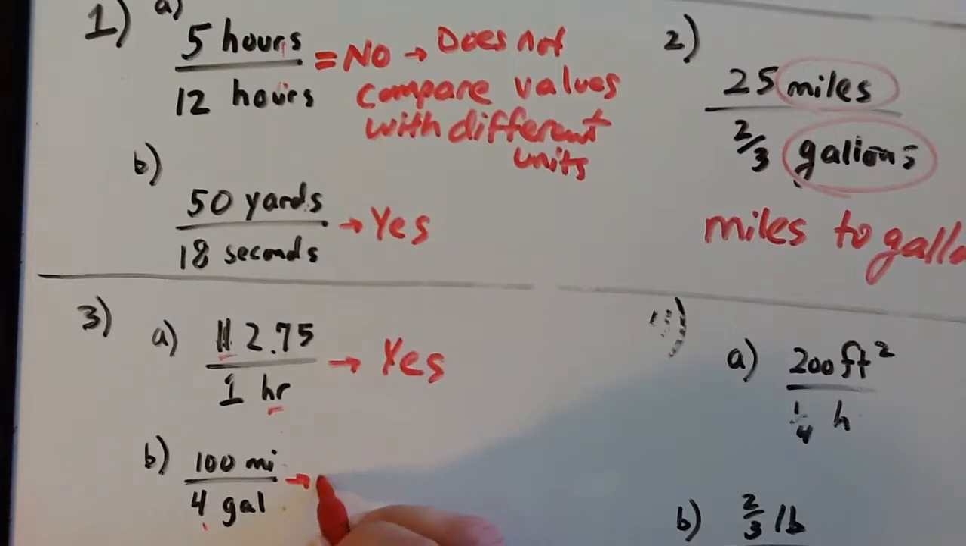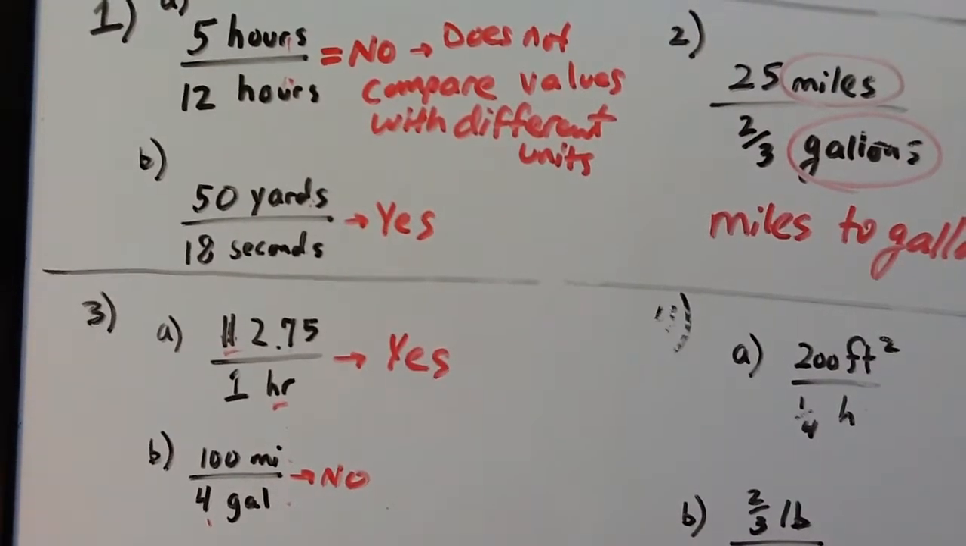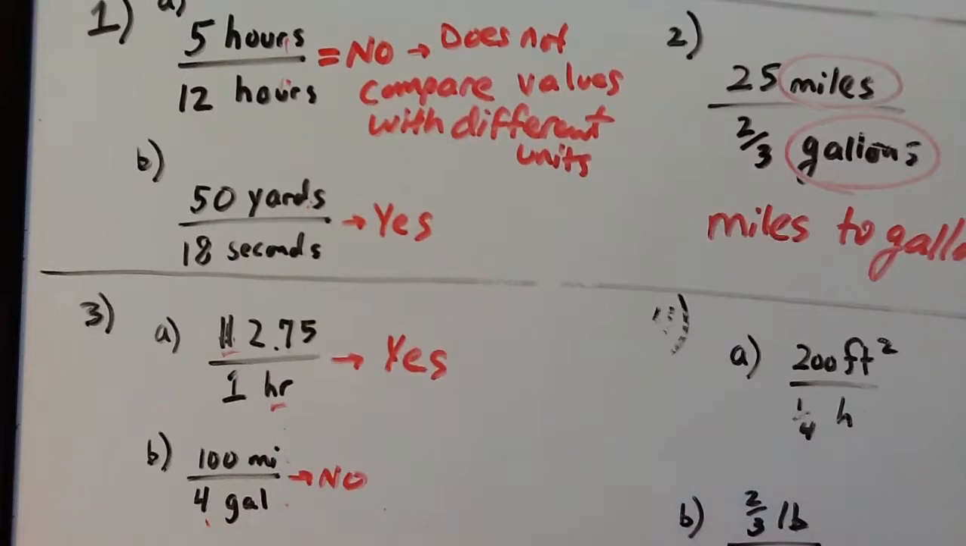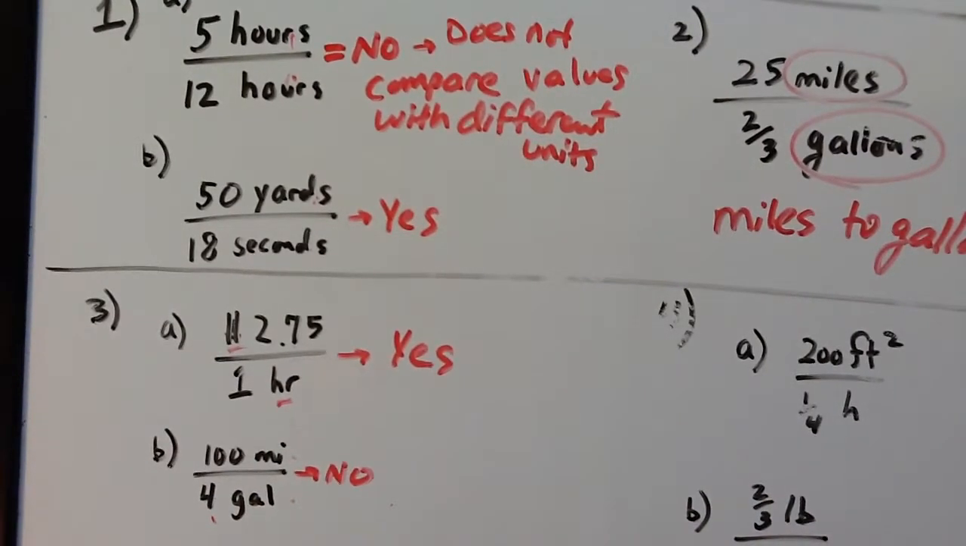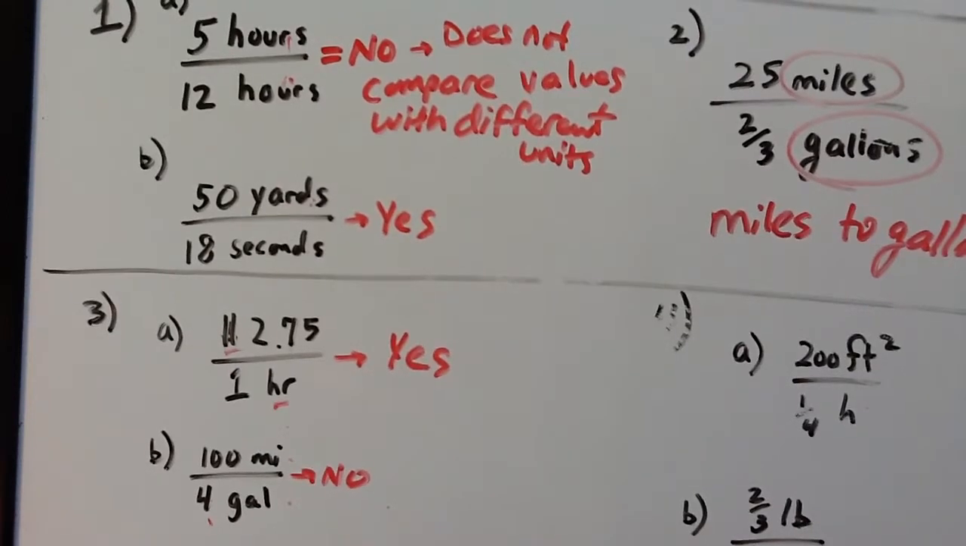Okay, so no, this is not a unit rate, and in the directions it tells us if a rate is not a unit rate, we need to rewrite it as a unit rate. And so if we travel 100 miles on 4 gallons, how many miles do we travel on 1 gallon, right? We need the bottom number to be 1.